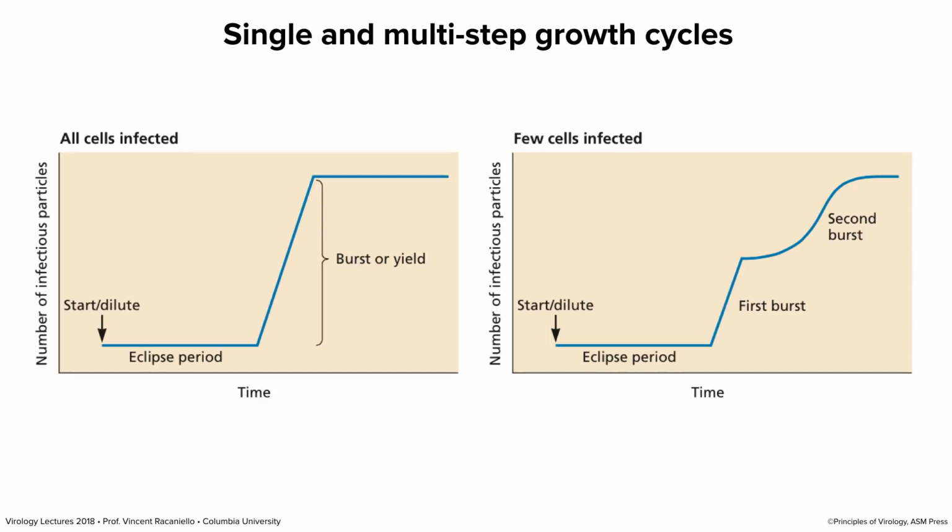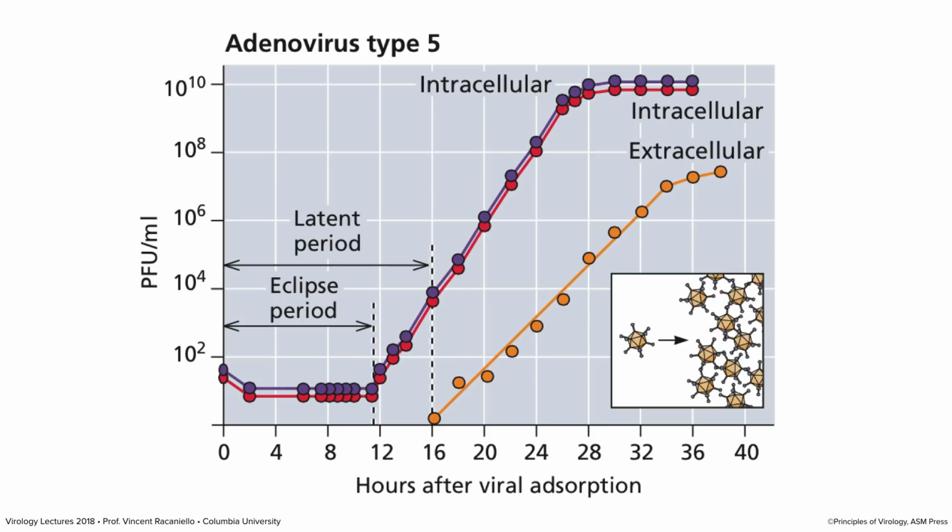Sometimes you can get multi-step growth cycles, and there are reasons why you might want to do that. Here, you infect fewer cells to start with. Let's say you infect 10% of the culture. Those infected cells will release virus. That's the first burst. That virus will then go out and infect neighboring cells, and then you'll have a second burst as well. So depending on how much virus you initially put in the culture, you'll either get a one-step growth where all the cells are infected, or you'll get multi-cycle where only a fraction of the cells are infected at any time.